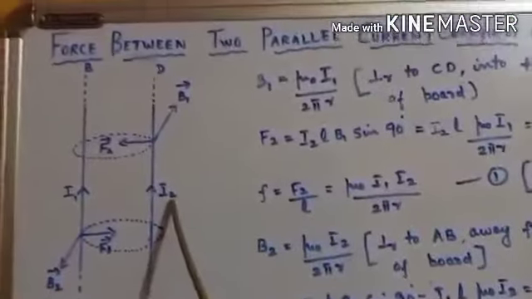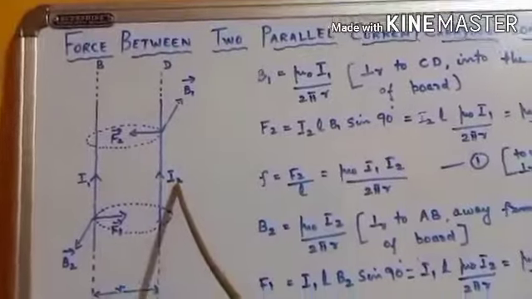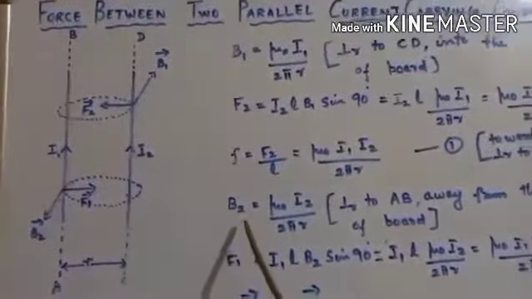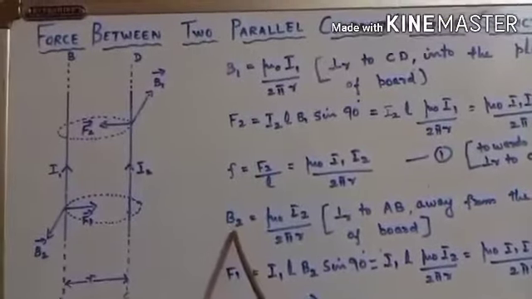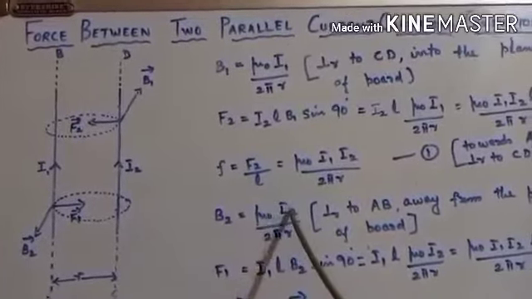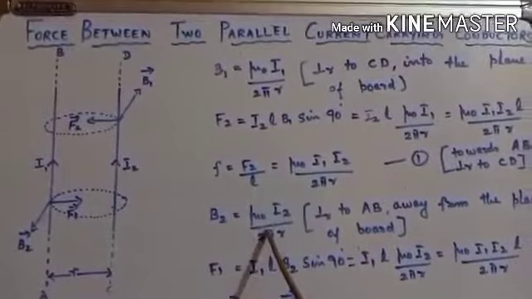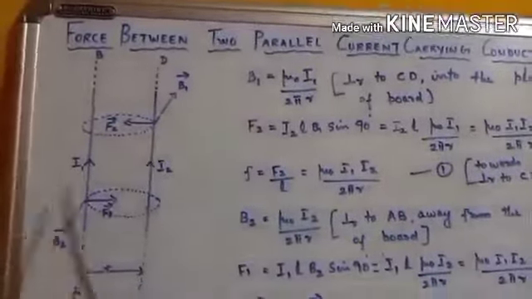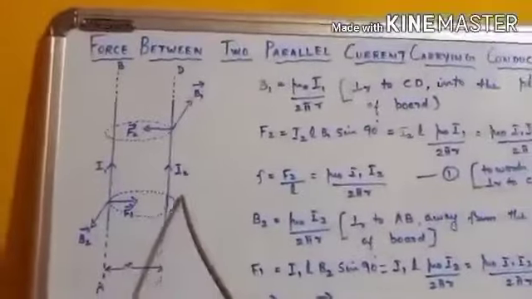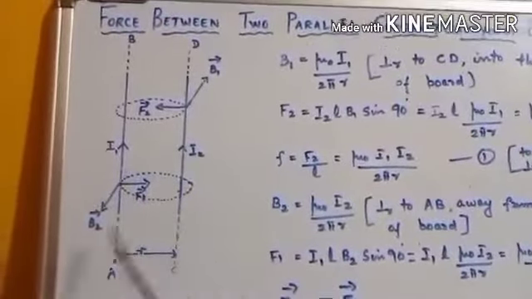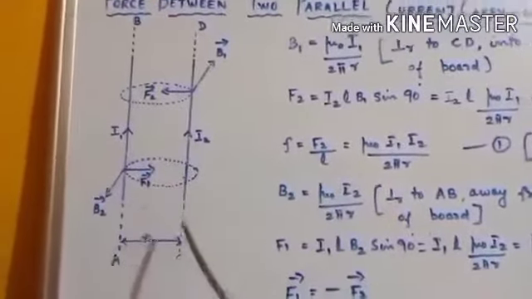So this conductor also will produce a magnetic field whose magnitude is given by B2. B2 is equal to mu naught I2 divided by 2 pi r. And here, what will be the direction of the magnetic field on the left side? Here also the magnetic field lines will be concentric circles perpendicular to the conductor.